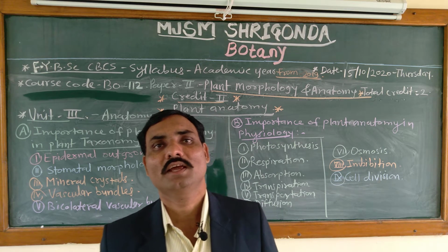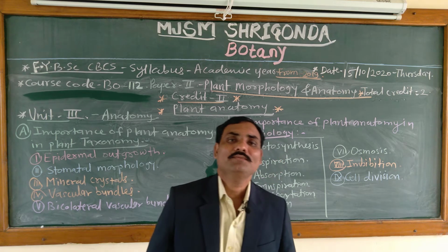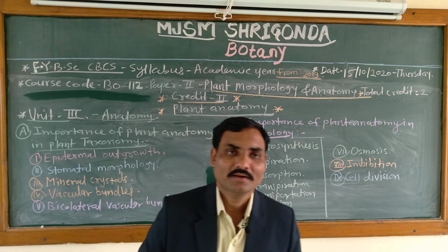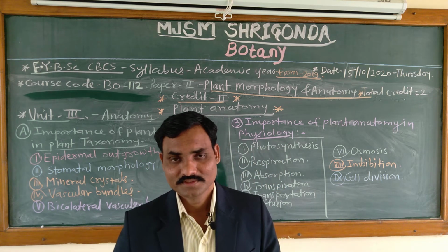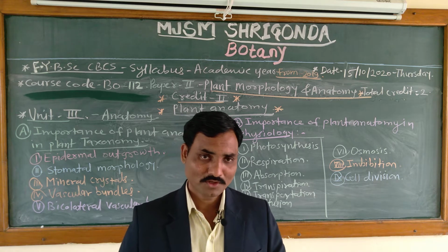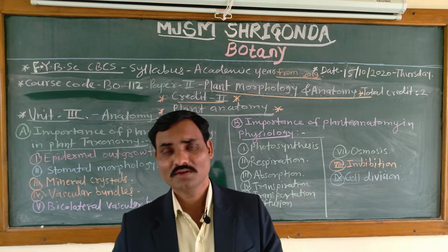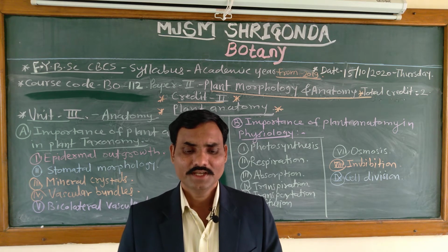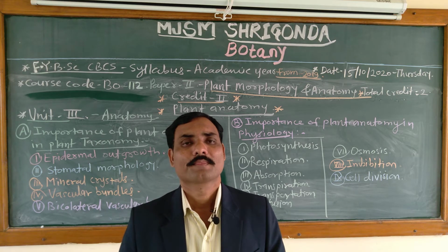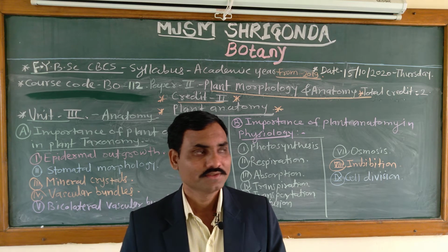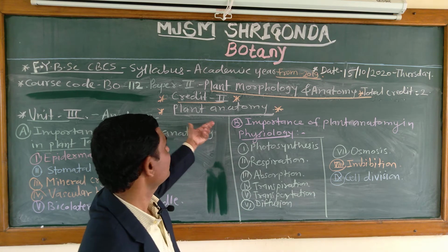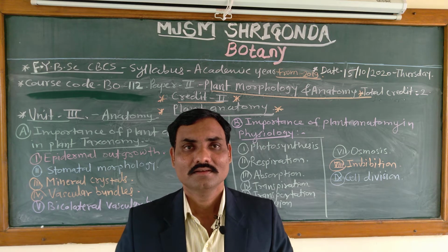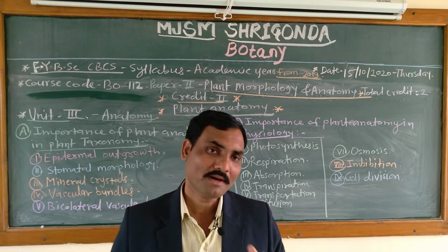In that plant morphology and anatomy we have completed the first credit, that is plant morphology, introduction to plant morphology. Then the second topic also, morphology of reproductive parts. In that we have completed the flower, structure of the flower, and in today's video we are going to learn about credit number 2, that is anatomy, chapter number 3, and in the last video we have learned about the introductory part of the anatomy.